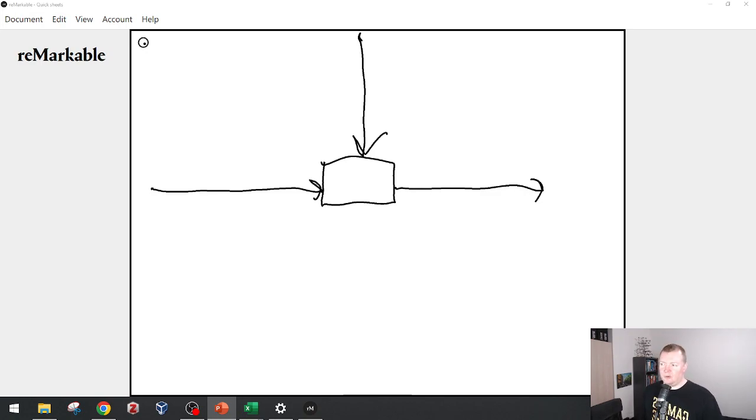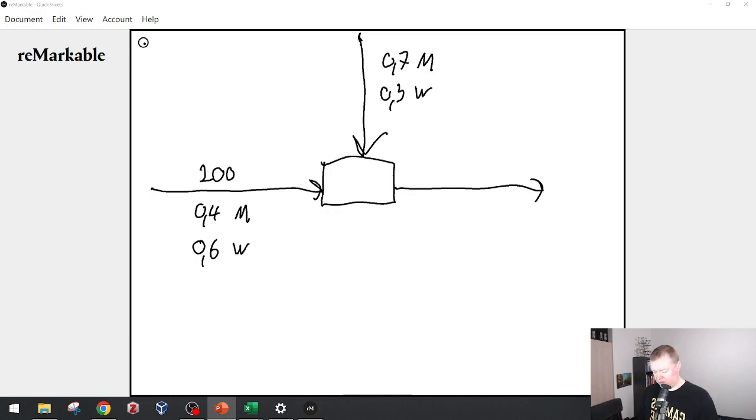Perfect. So I know that one of my streams contains 40 weight percent methanol. So 0.4 of methanol. That must leave me with 60% of water. And I decide to do the same for the top stream here, where I know it's 70% methanol. So 0.7 of methanol and 30% of water. And I'm also told the masses. So I know that for this left stream, I want 200 grams.